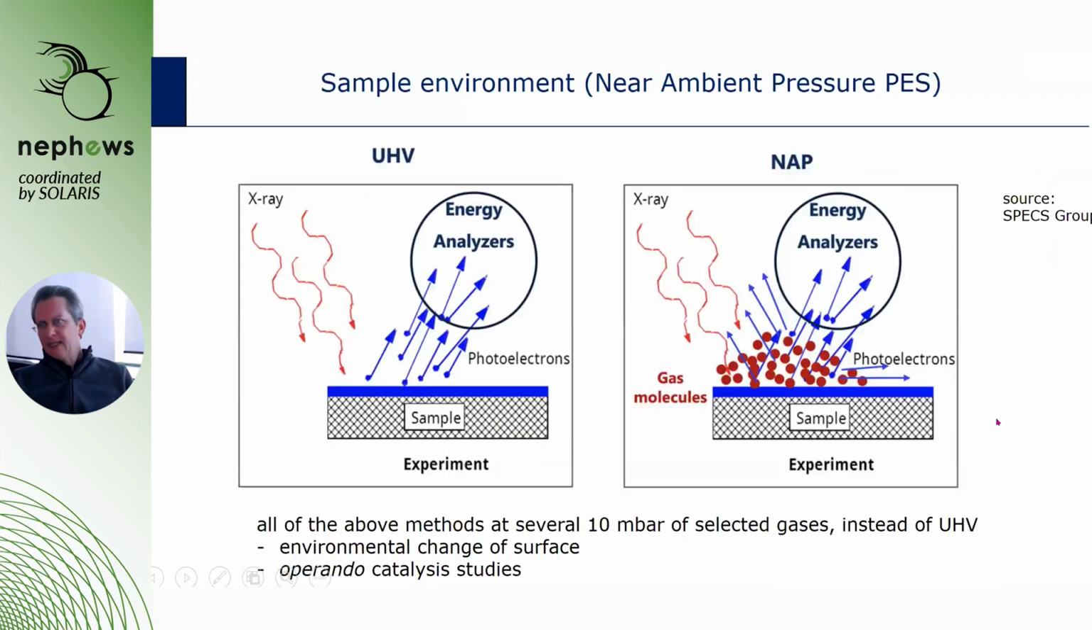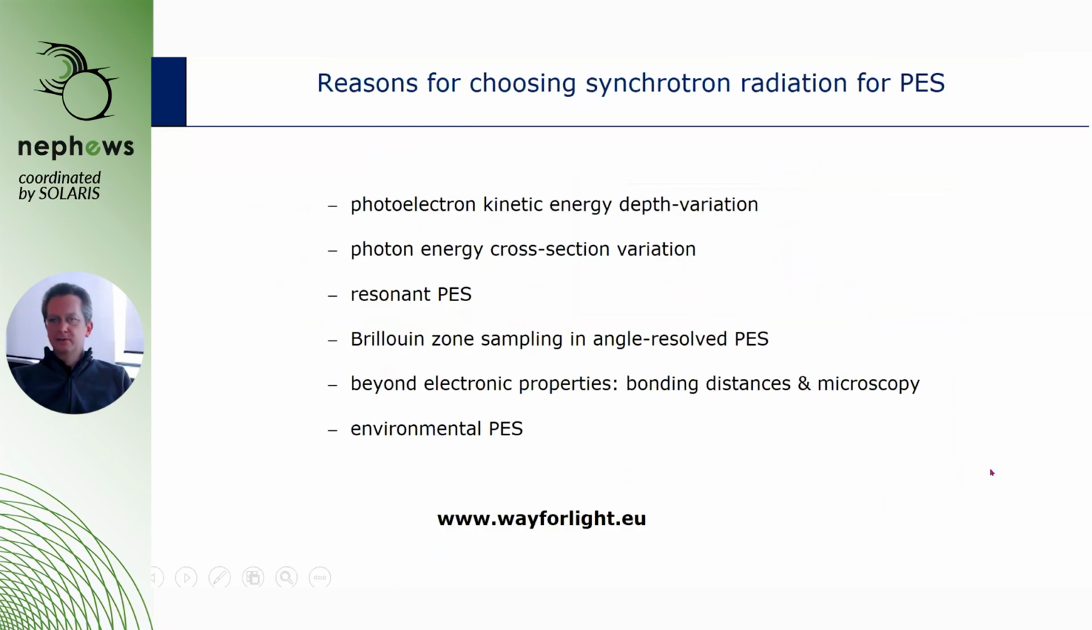And finally, nowadays it is not necessary that you do all these experiments in perfect ultra-high vacuum. You can backfill your chamber with a certain gas that you're pretty much free to select, up to several 10 millibar of that gas, and then do photoemission while the sample surface is exposed to that particular type of gas molecules. So you can see how certain environmental exposures change the surface stoichiometry of your sample, or particularly for catalysis, you can do operando catalysis studies with photoemission spectroscopy.